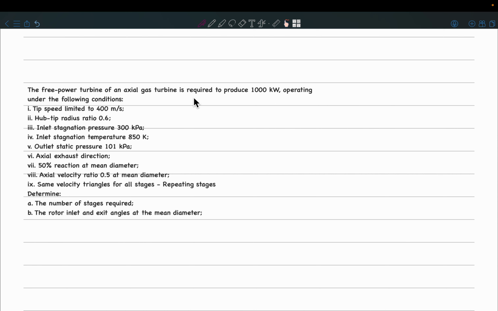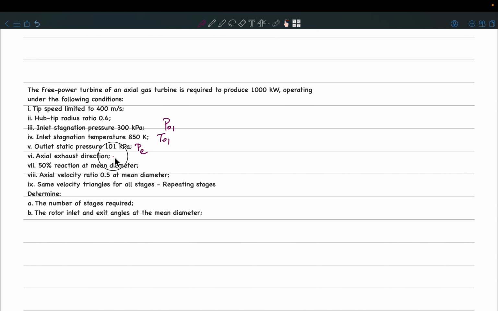So why do we need a limiting tip speed? Because at the tip of the rotor there will be a maximum speed that is allowed, because anything beyond that speed then there will be shocks created at the rotor place, right? So there is a limiting speed. Then there is a hub tip ratio given, inlet stagnation pressure is given, inlet stagnation temperature is given, right? So P01 is given, T01 is given. Outlet static pressure is given, so let me call this PE.